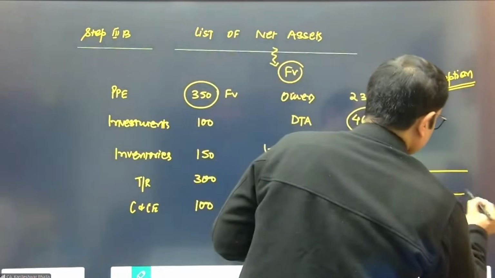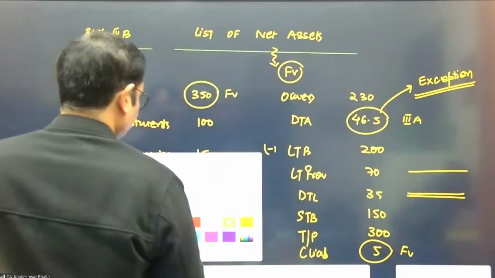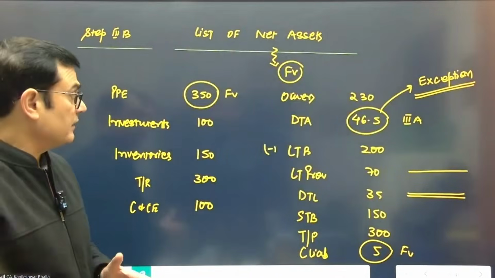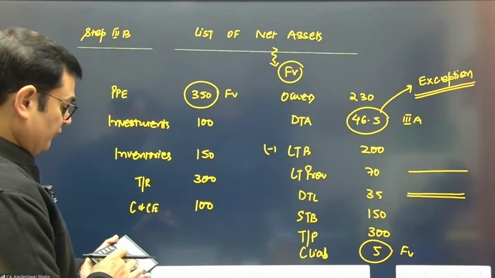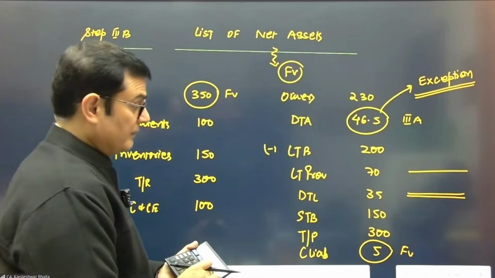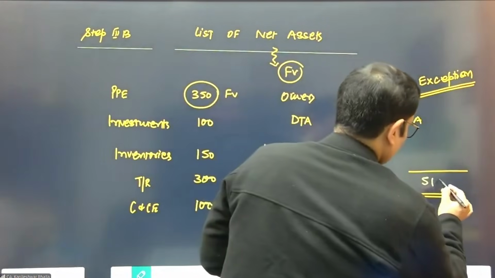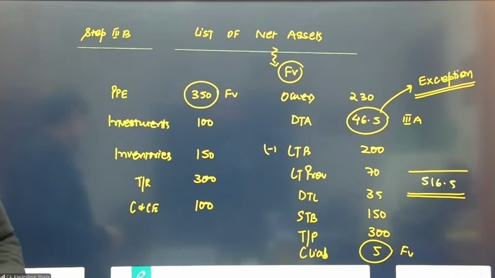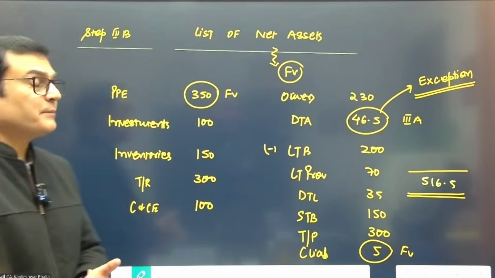Let's get the net assets in this case. So let's take the total of the assets minus liabilities. So 350 plus 100, 150... 516.5. Wonderful. So 516.5. Great. Okay, so far so good. So that makes it step number 3B.